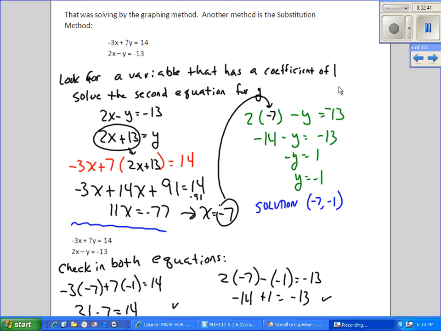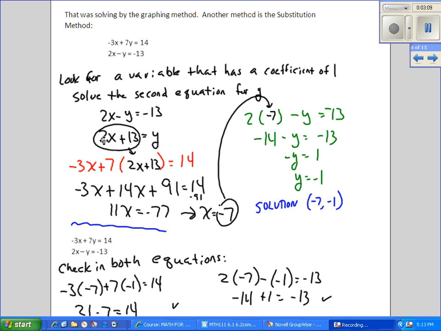Another method is the substitution method. That's where we solve one of the equations for one of the variables and substitute it into the second equation. So for this particular system, we decided to solve the second equation for y. And the reason we chose that particular variable to solve for is because it has an understood coefficient of 1, which means we're not going to get into a bunch of fractions when we solve for the variable. So brought the y over, brought the 13 over, y equals 2x plus 13.